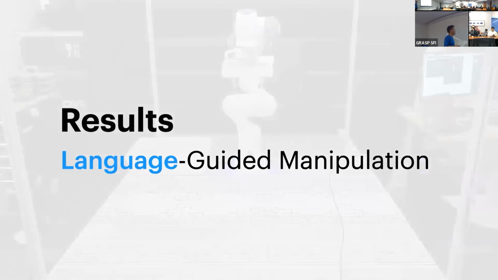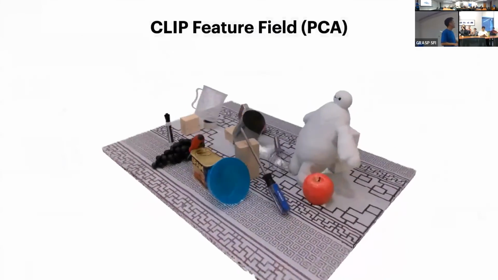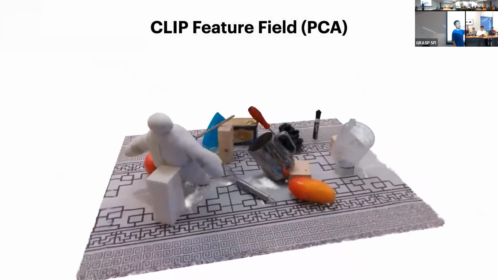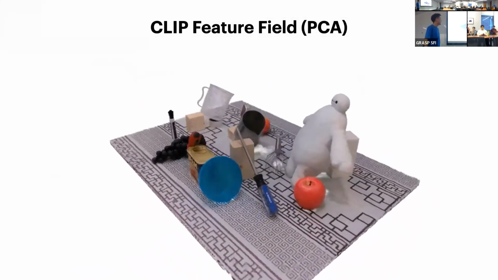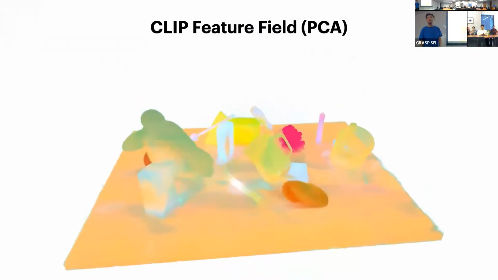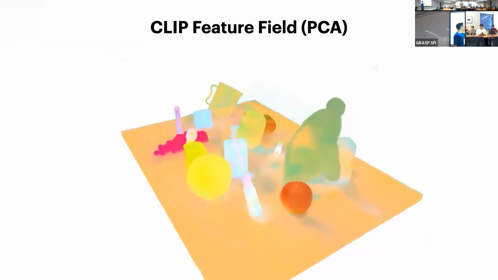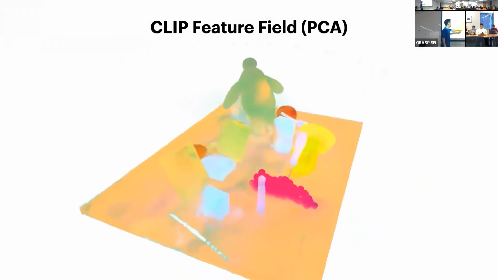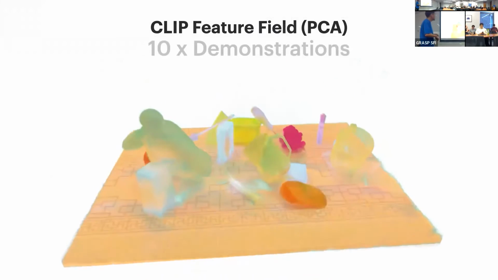So here's the result. Let's go back to the Baymax example I had earlier. Here's the NeRF we built for the scene, so the rendering, and here's the CLIP feature field. You can see that the CLIP feature field looks very different from the DINO feature fields. You do see the features correspond to different objects, but you don't really see part-level structure. Cool.